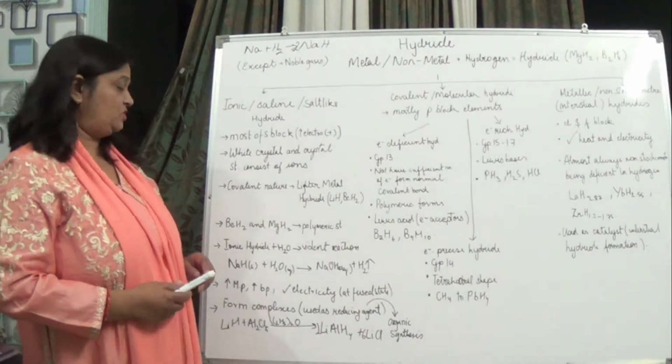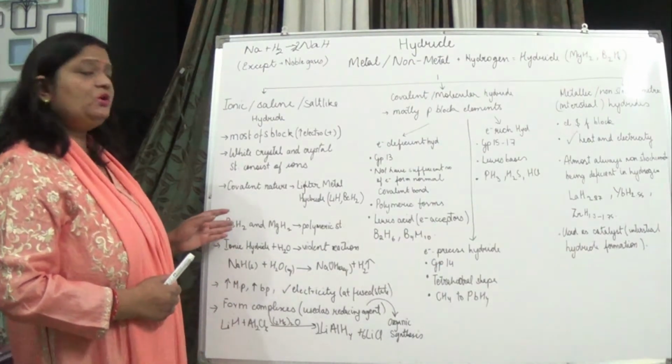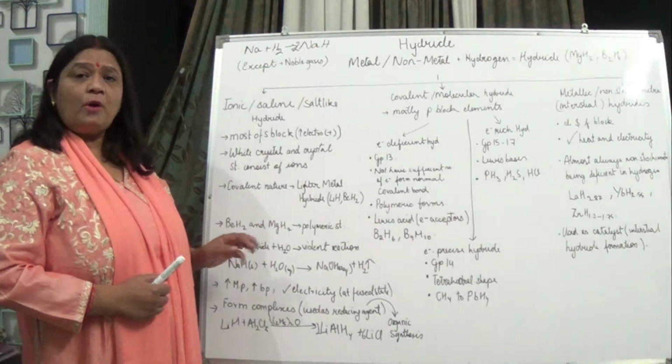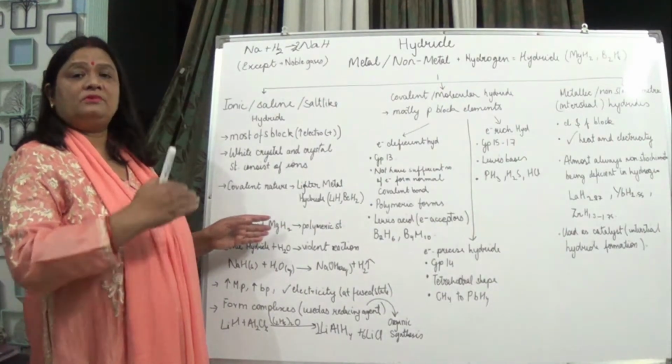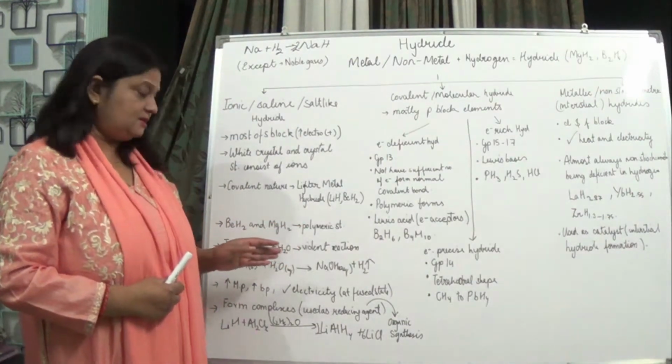Next, beryllium hydride and magnesium hydride form polymeric structures. What do we mean by a polymeric structure? They don't exist in a single form. They form chains, and as a result they form a polymeric structure.